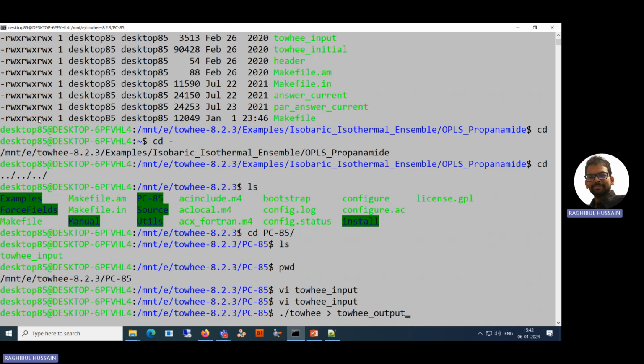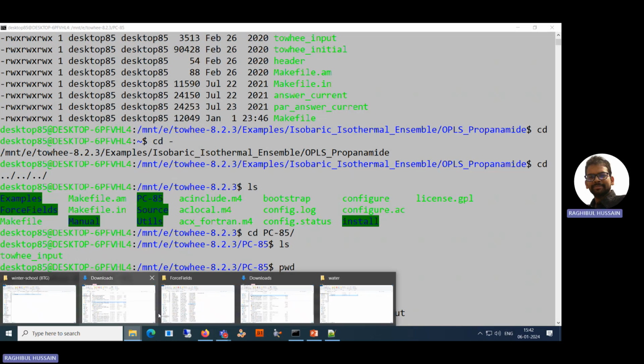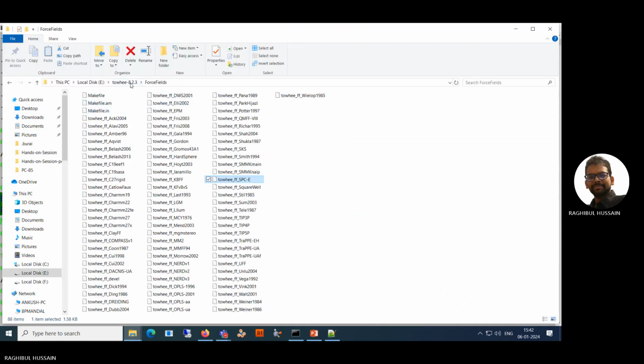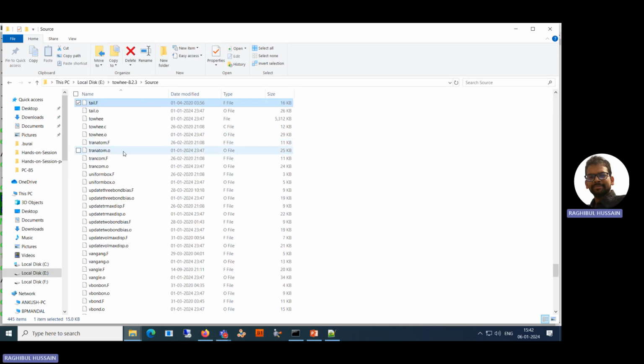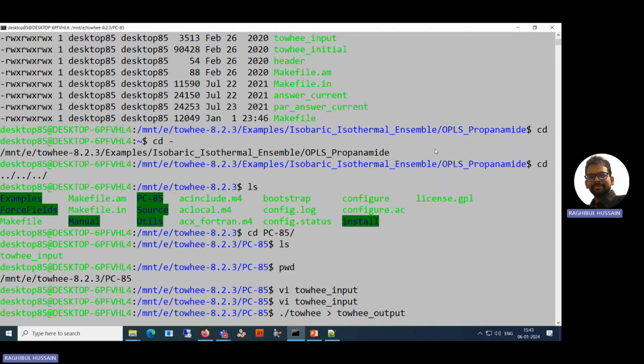And you have to do one more thing. Go to your folder where the force field is. Go to the source. From the source, you copy this file. This is the executable, 5312 KB. Copy this one and put it in the same folder. Now you need Tohi underscore input, Tohi underscore FF, and this one, Tohi. So this is available in source. So in one folder, we have 3 things. Now you run this command and check. So you will get errors.